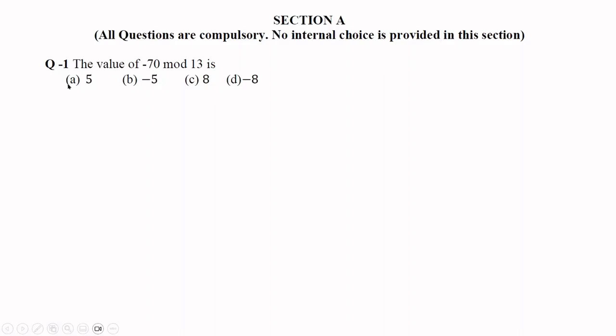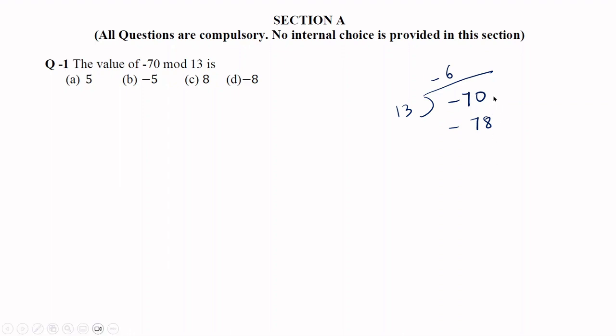The first question is: the value of minus 70 mod 13 is. So here we have to find the remainder when minus 70 is divided by 13. We know that according to modular arithmetic or in general, the remainder cannot be negative. As a result, when we divide minus 70 by 13, 13 fives are 65, so let us go for 13 sixes, so minus 6. 13 into minus 6 is minus 78.